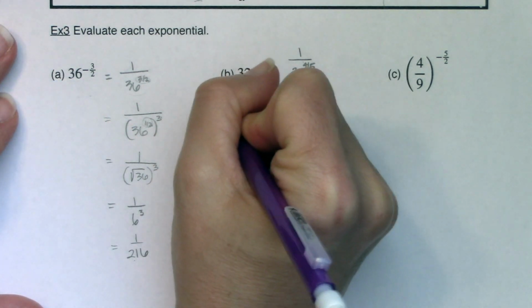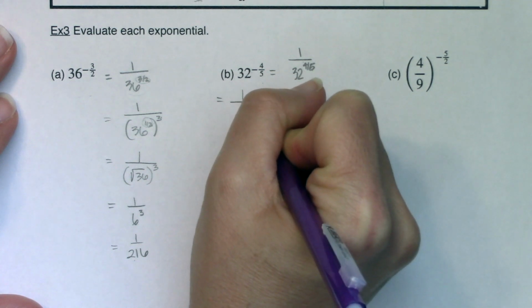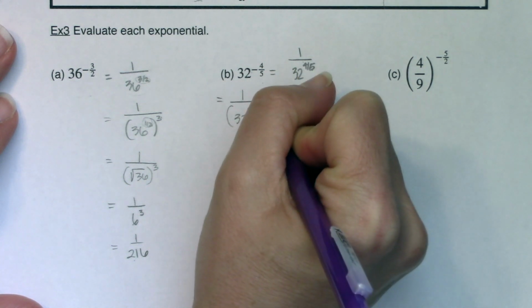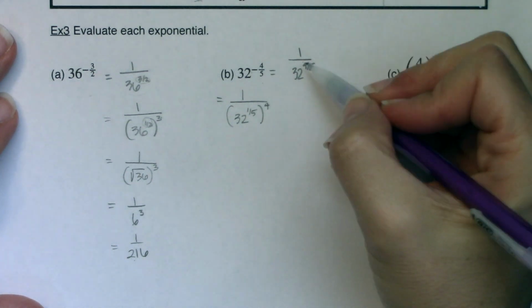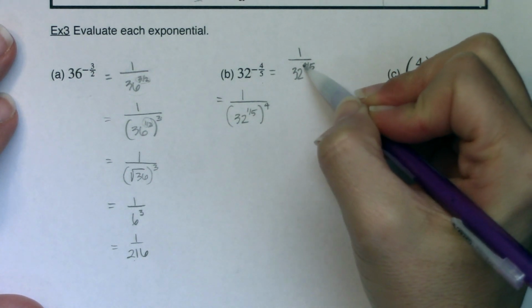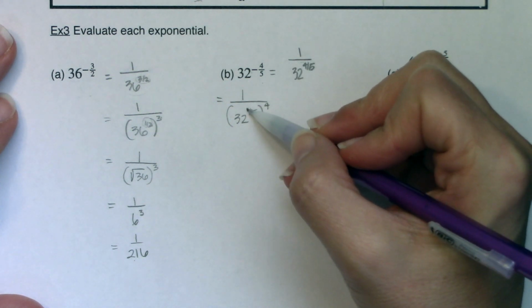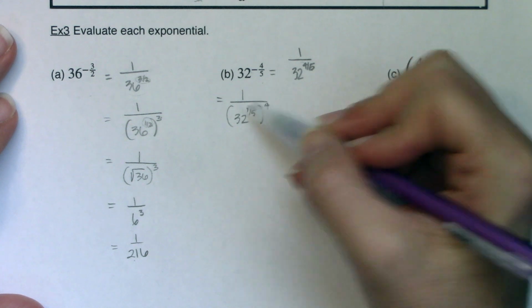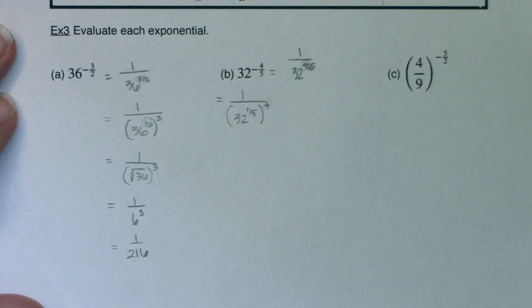So let's rewrite this. This is going to be 1 over, and I'm going to do 32 to the 1/5. And then I'm going to need to raise that to the 4th power. Right? So that's how we split up those rational exponents when the numerator isn't 1. We rewrite it with a rational exponent where the numerator is 1, and then we take into account that original numerator as our next exponent.